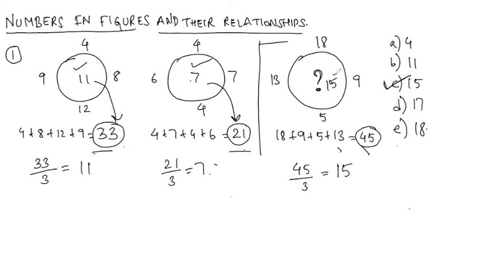So here it is 15. Did everyone understand how to solve it? Yes, ma'am. Okay. So the first step is to find out the sum of the outside numbers of all the circles. Then find out the relation between the sum and the inside number. Okay, we'll do the next question.